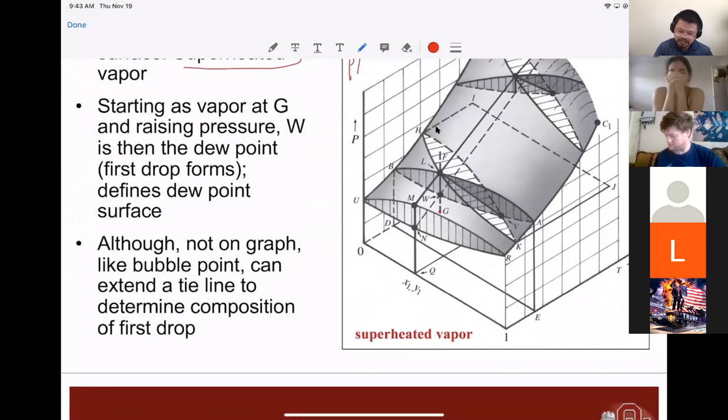So now we are moving. That point G is not on the phase envelope, it's actually above the phase envelope. So now we are increasing the pressure, moving the vapor. So that is a vapor. We are moving the vapor up to have the first intersect with the phase envelope. Over there, we are going to have the first liquid drop. So this is why we call this point G the dew point. Of course, we are going to have the first liquid drop forming, and we are going to have the dew point surface over there. So that's the curve.